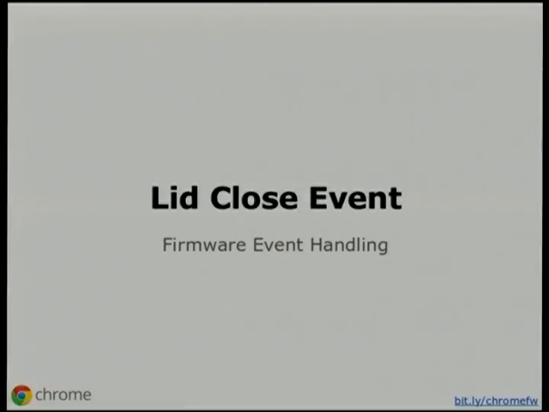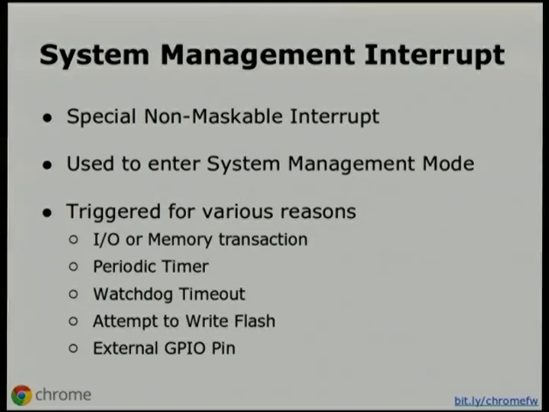But first, on the firmware side, you will take a system management interrupt. This is a special non-maskable interrupt. It is the highest priority interrupt in the system, just below, I believe, reset and stop clock. System management interrupts are used to enter system management mode, which is a magic mode in the x86 processor world. This can be triggered for a number of different reasons. I/O and memory transactions are a pretty scary one. You can actually trap on any I/O or memory transaction and jump into system management mode.